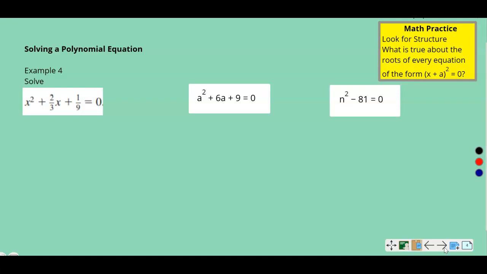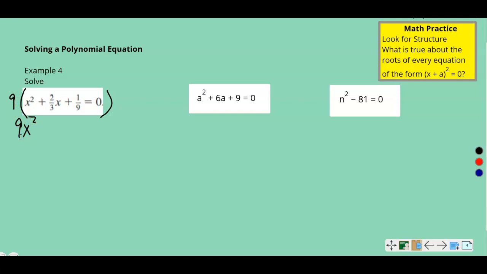All right, example 4 says solve. The first one has two fractions in it. A 3 and a 9 are the two denominators that I see. Okay, this can be factored, but it's going to be a little bit more difficult if you don't have whole numbers. You can easily multiply by the least common denominator. All right, 3 and 9 both go evenly into 9. So if you multiply this whole equation, both sides, left and right, by 9, and then you rewrite it, it'll make it a little easier.